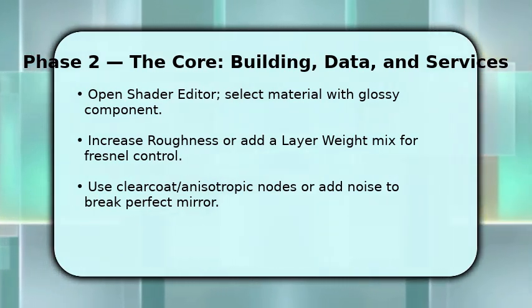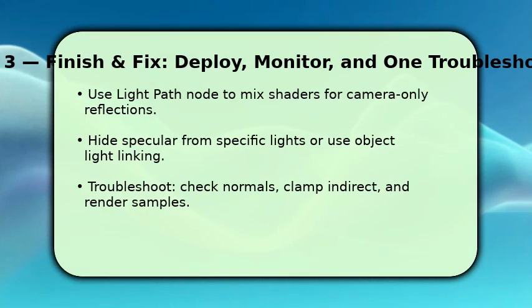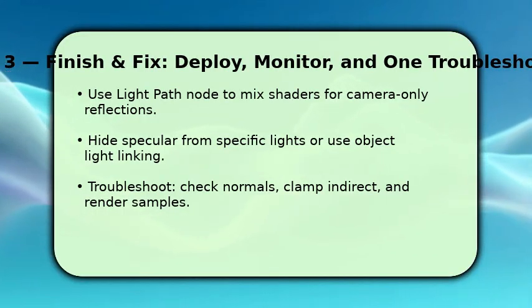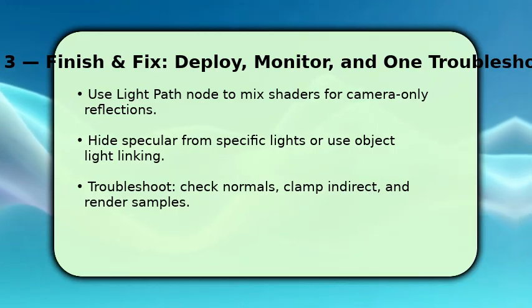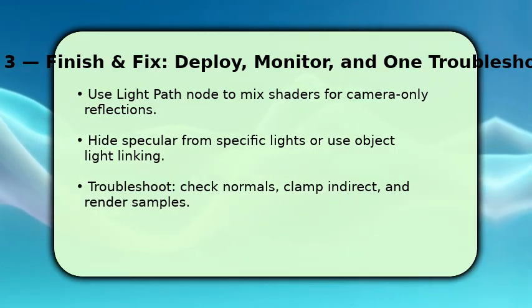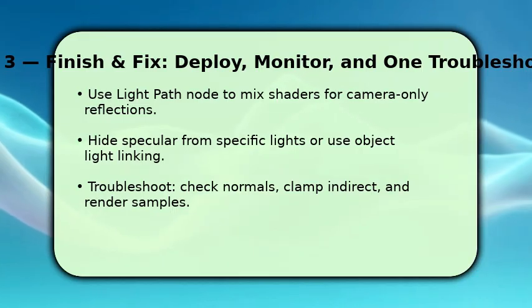Finally, employ the light path node to mask specular responses to the camera. This lets you keep physical reflections for other rays while reducing what the camera sees. Alternatively, disable specular on individual lights or use object light linking to exclude a light from a reflective object.